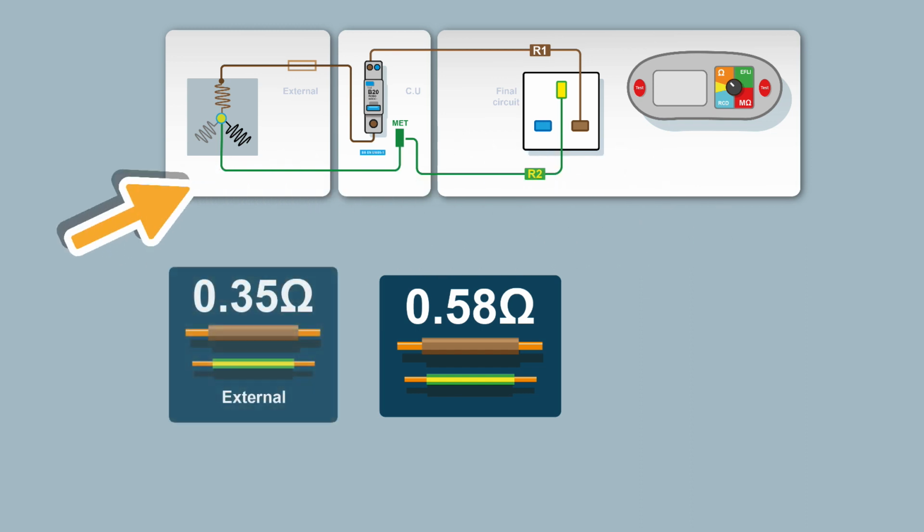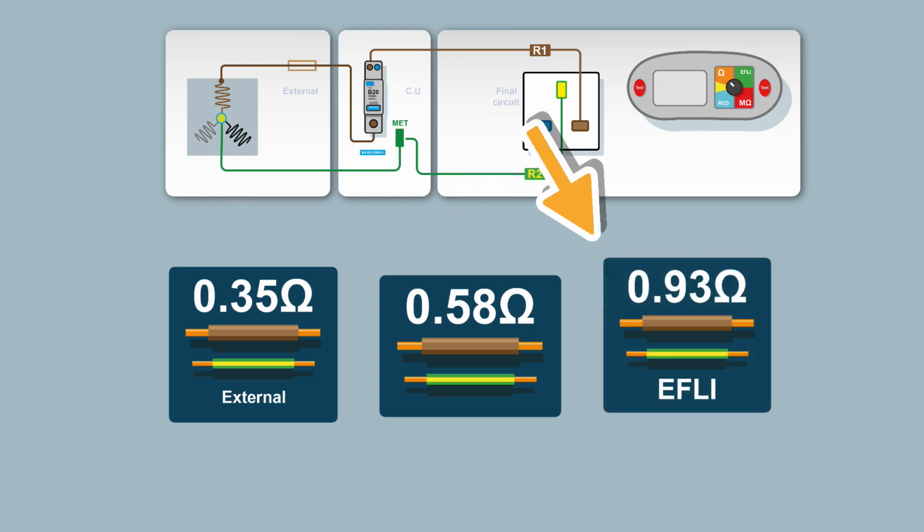Our ZE was 0.35, so we can add the two together. ZE plus R1 plus R2 will be 0.93 ohms. So our ZS, our calculated ZS, is 0.93 ohms.